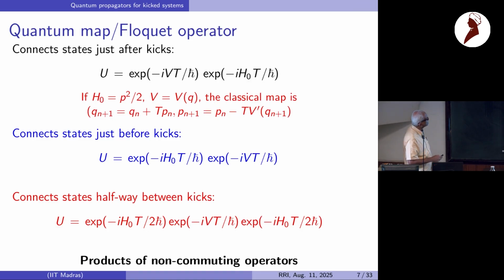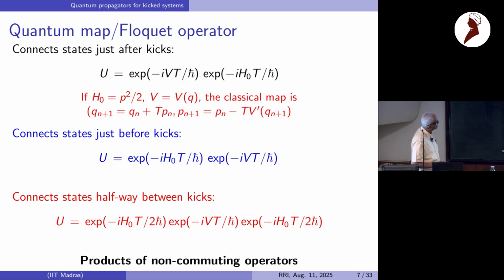So the quantum map for the Floquet kicks is very easily derivable. It is just a product of these exponentials. If there was a sum, it would be the exponential of the sum. That would be, for example, just H0 plus v. Here it is a product, and that is the difference. But you know that the exponential of non-commuting operators is not the exponential of the sum, and therefore this is not the same as the other one.